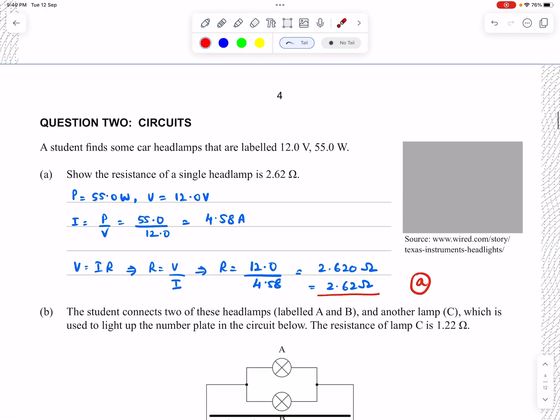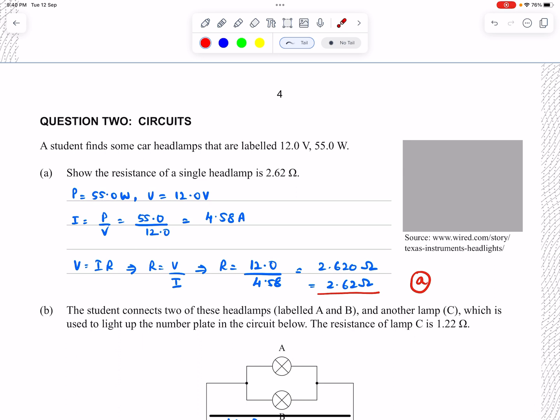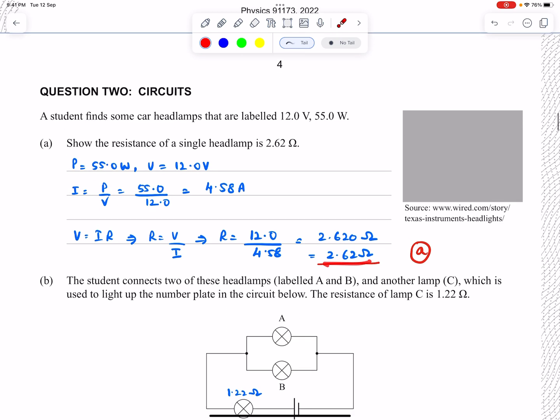Okay, next question's on circuits. A student finds some car headlamps that are labeled 12 volts, 55 watts. Show that the resistance is this. So this is a 2-step calculation because I first got the current using P is equal to V times I, or I is P over V. This is our power. That's a voltage. Here's the current. And then I used Ohm's law. V is I times R, or R is V over I. And that's your voltage, that's my current. And then I wrote the unrounded answer for resistance, and here's the rounded answer.